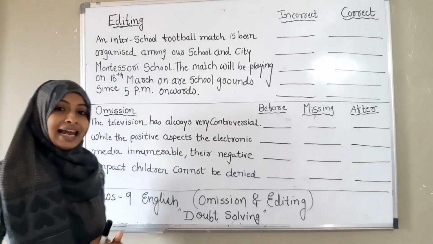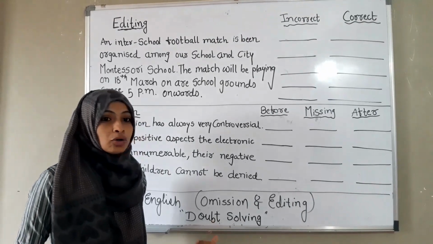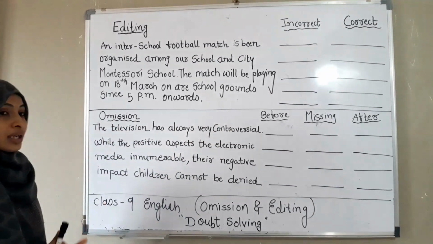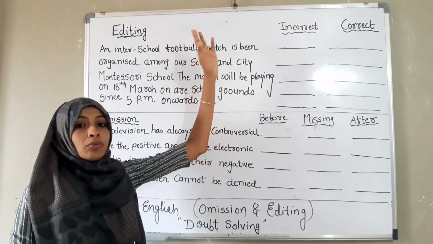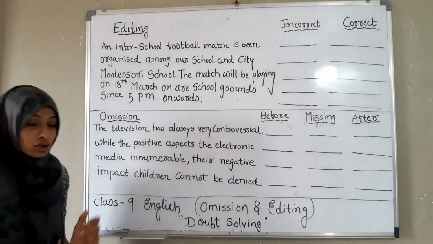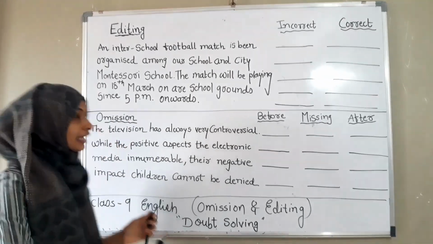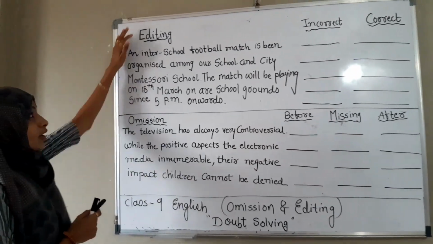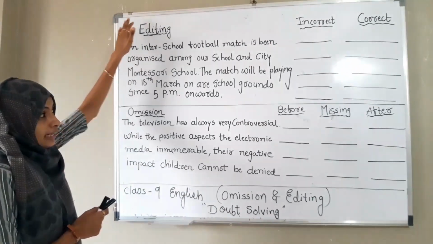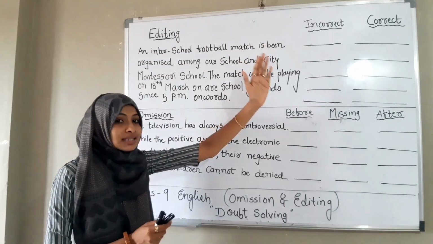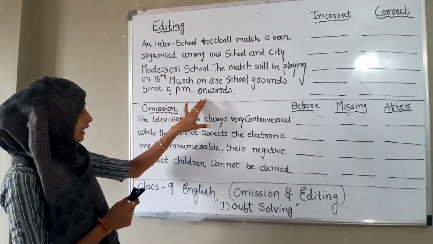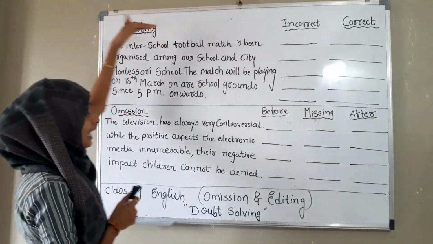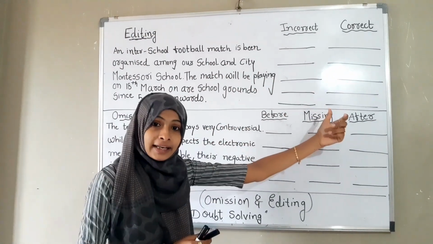So here, I am just solving this doubt which came from one of the students from class 9. That student did not understand what is omission and what is editing, so I will explain it again. First of all, editing and omission. What is editing? In your question bank, you have also seen one paragraph given there, and in front of that paragraph, 2 blanks are given. In editing, only 2 blanks will be there.